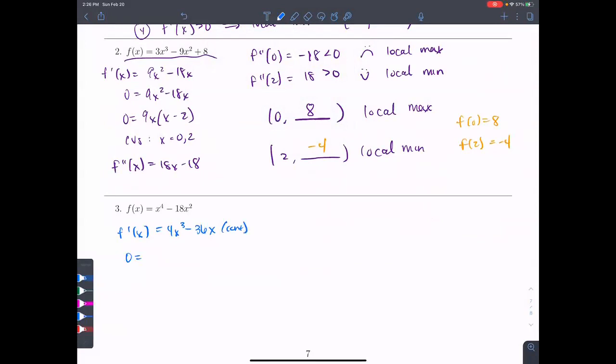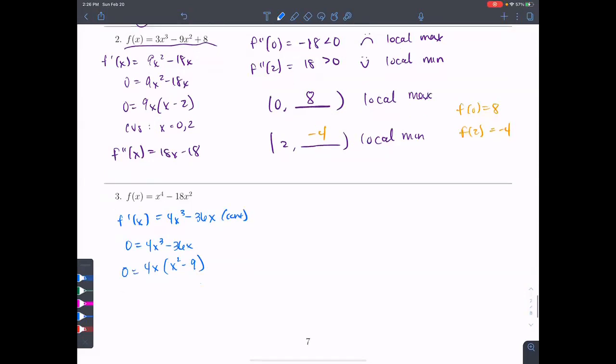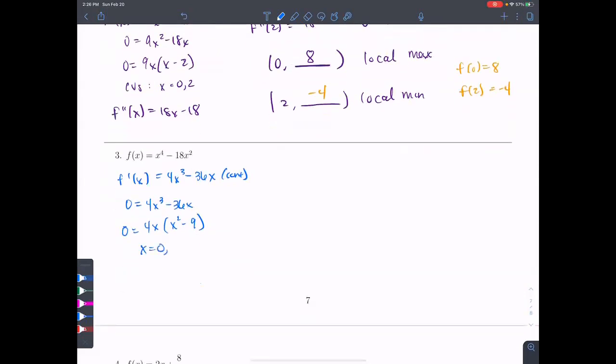And we have 4x cubed minus 36x. I'm going to take out a 4x. So I have x squared minus 9, times 4 is 36. So we have x equals 0 from this guy and plus or minus 3 from that.